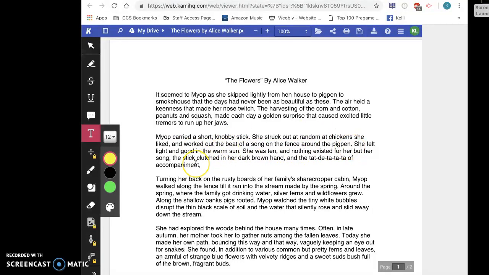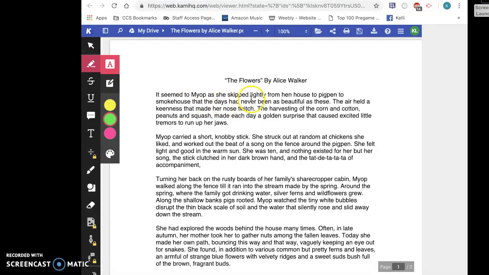She felt light and good in the warm sun. She was 10, and nothing existed for her but her song, the stick clutched in her dark brown hand, and the tap-diddy-ta-ta-ta, the accompaniment.